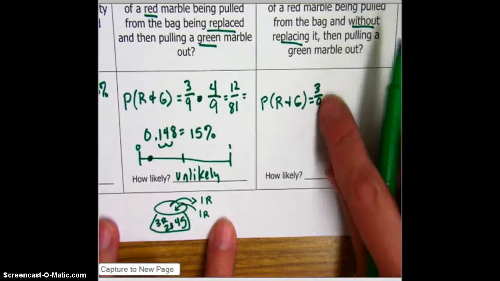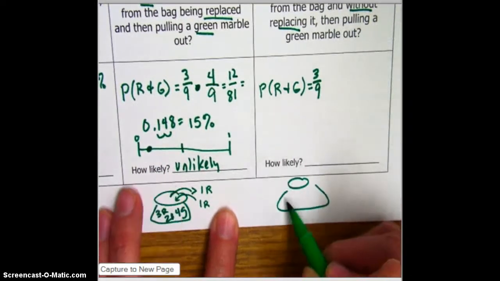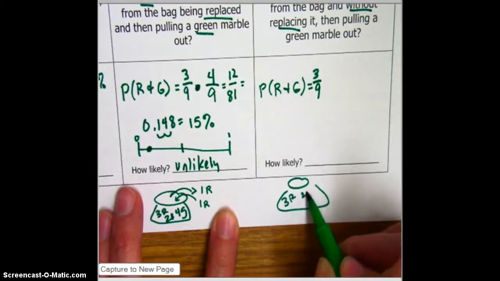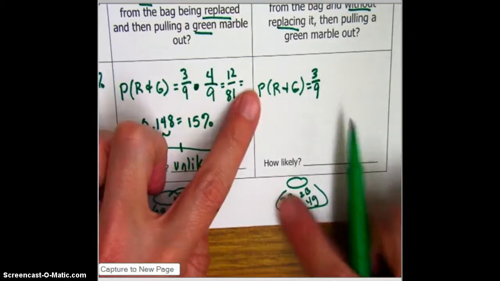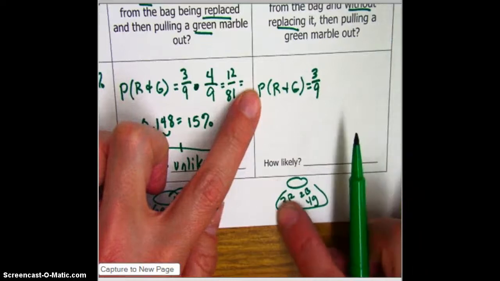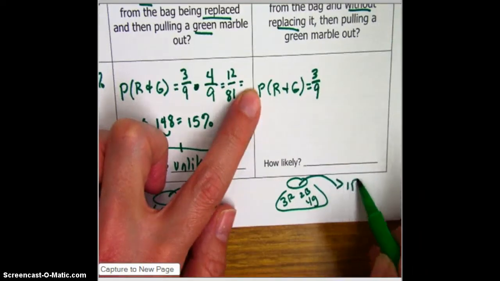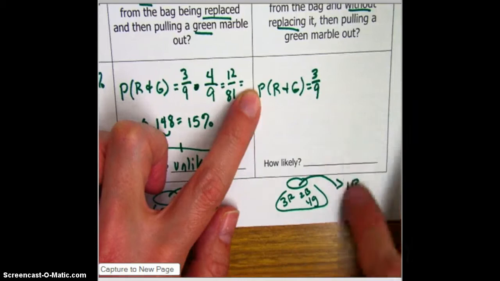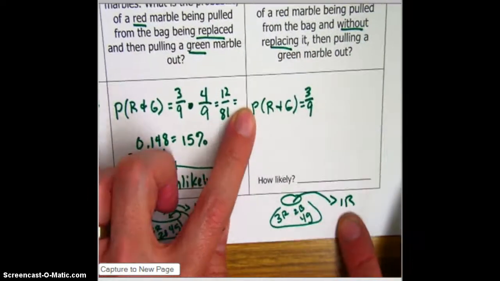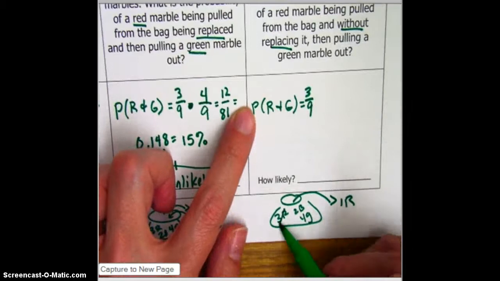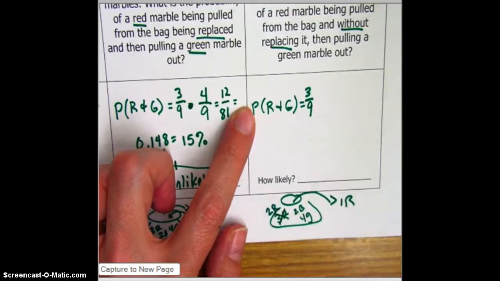So we started off with 3 ninths, because here's your bag here. You have this bag, and you have 3 reds, 2 blues, and 4 greens. So what's the probability of pulling a red? You have 3 reds out of all of these 9. But then you pull out just 1 red, but you don't replace it. It says without replacing it. So you leave this red out, and now you no longer have 3 reds. Now you only have 2 reds in the bag.